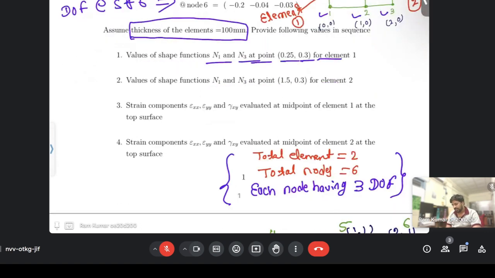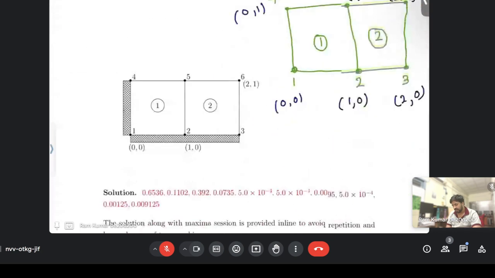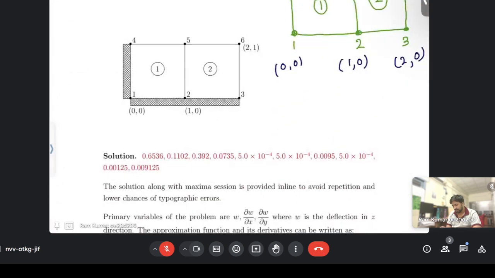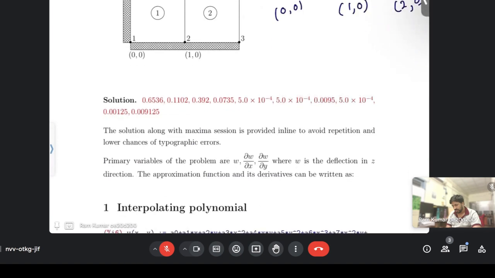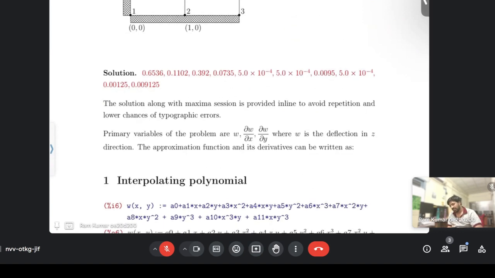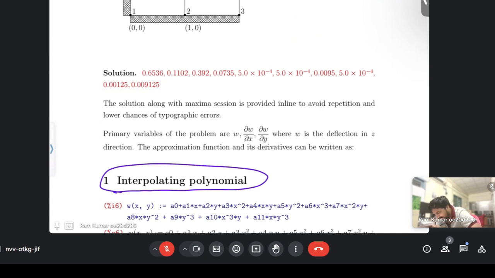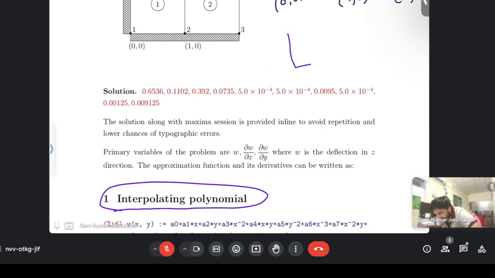So how are we going to do it? What is the interpolating polynomial? For this Kirchhoff element, we have an interpolating polynomial, because we have x and y. So this is a 2D element. This is x, this is y. So our shape function will be in terms of x and y. Yes, right, that one I know.